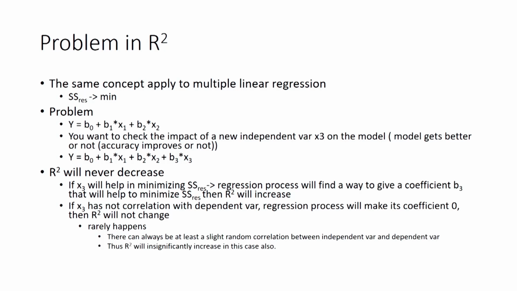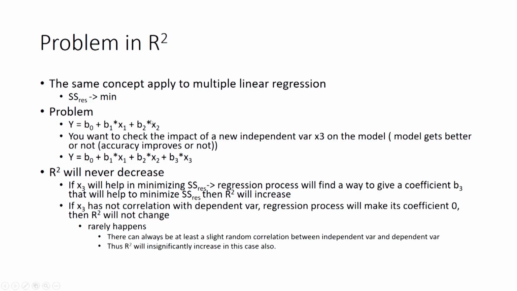So, what happens in case of multiple linear regression? Suppose your model is y is equal to b naught plus b1 x1 plus b2 x2, and we want to check the impact of a new independent variable. Suppose we now have one more feature and we do not know whether that feature is relevant or not. So, in that case we do not know whether we should add a new term b3 x3 in our model or not.